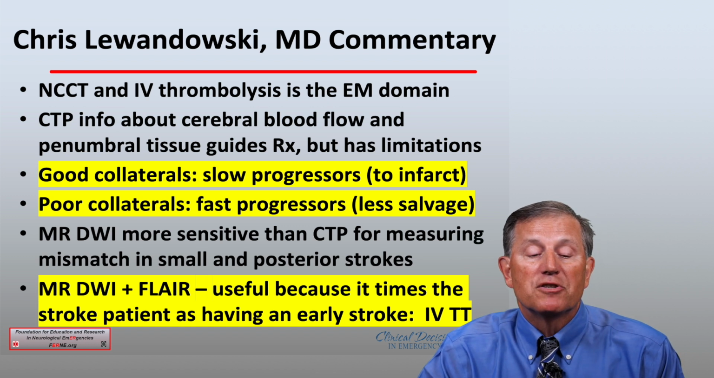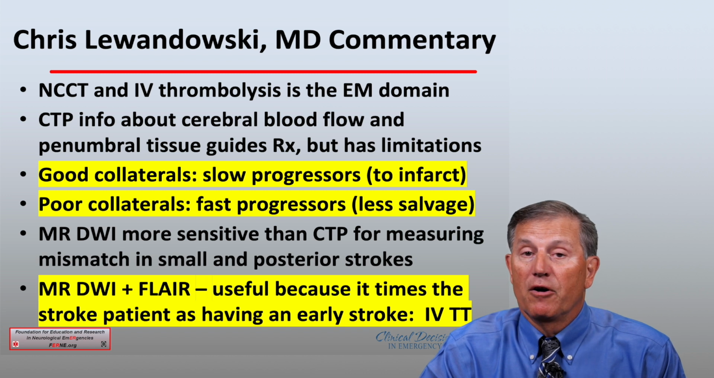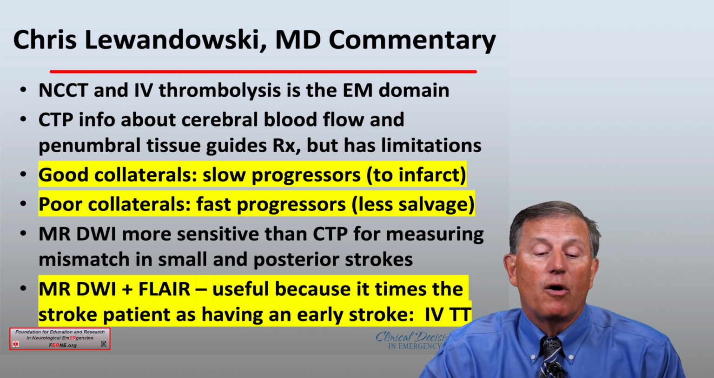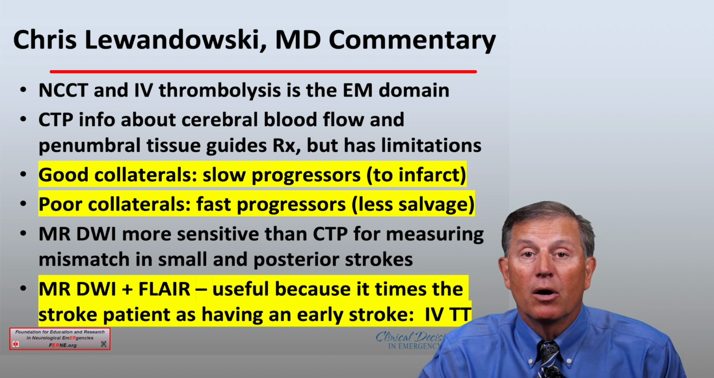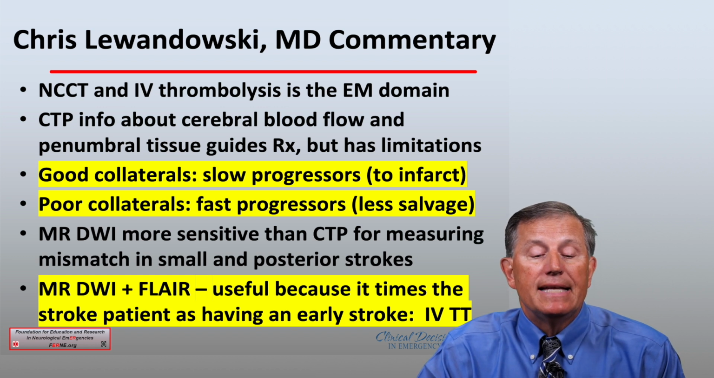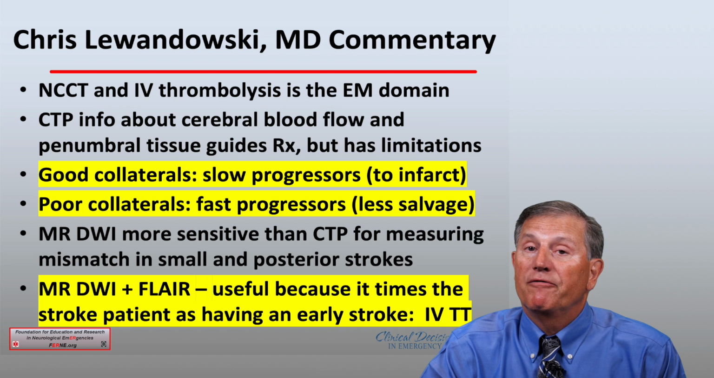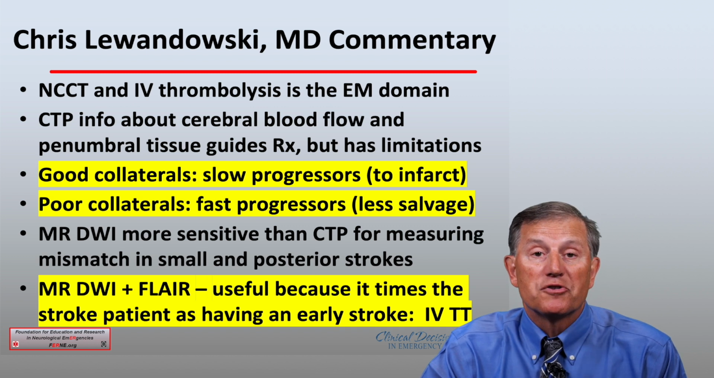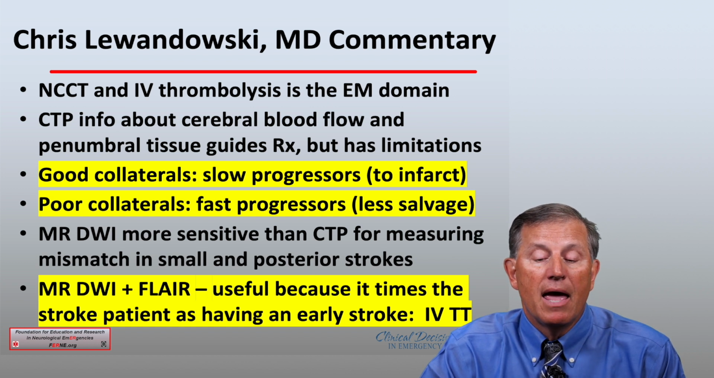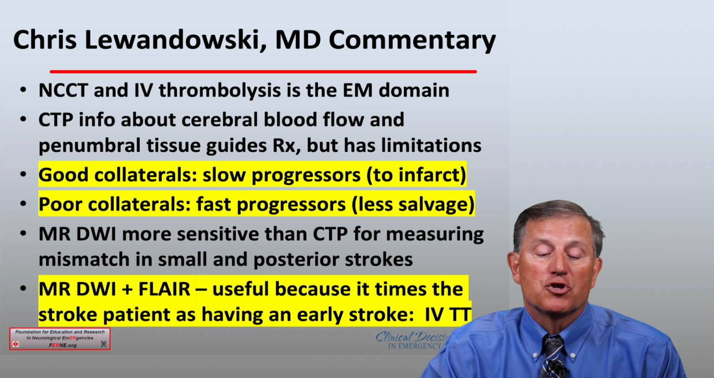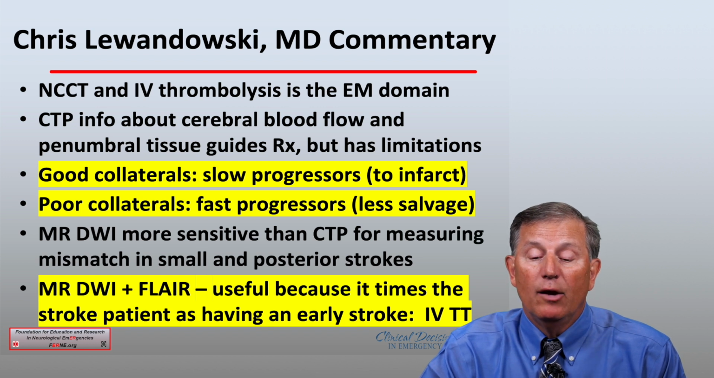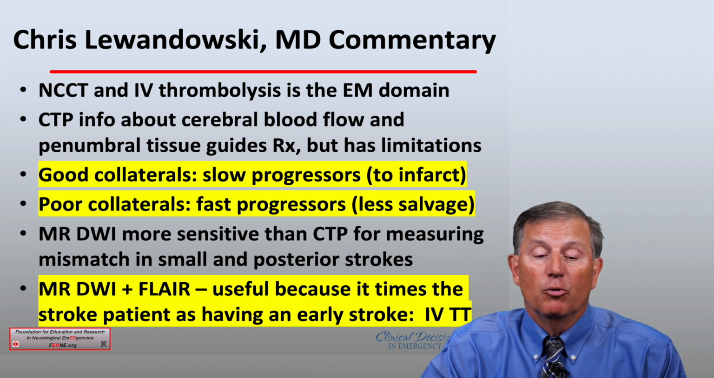He identified that there are patients with good collaterals who slowly progress from ischemic penumbra to infarct, and those who have poor collaterals who quickly progress and have less salvage because the ischemic penumbra becomes infarcted tissue quickly. He did demonstrate that MR-DWI is a bit more sensitive than CT perfusion for measuring a mismatch in small strokes and posterior strokes and should be used in these unusual presentations. And he talked about the issue of using DWI and FLAIR because it helps to time the stroke patient as having an early stroke, in which case IV thrombolytic therapy may still be useful.